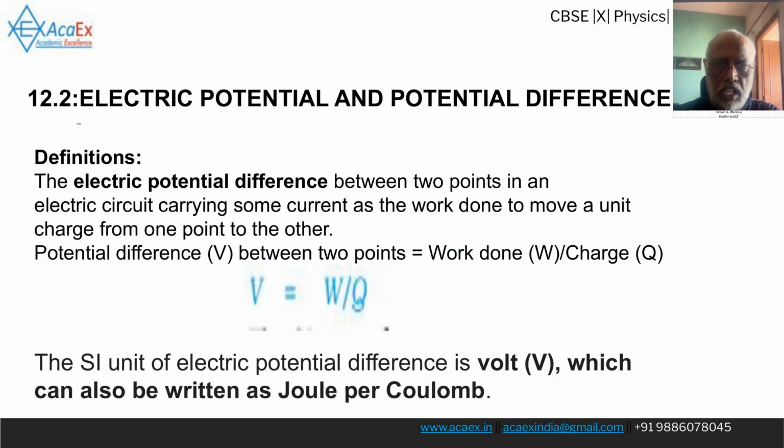Continuing with electric potential and potential difference. Electric potential difference. In an electric circuit, the potential difference between 2 points is the work done to move a unit charge from one point to the other. The formula for potential difference is V equals W divided by Q, where V is the potential difference, W is the work done, and Q is the charge. The SI unit for potential difference is also the volt, represented by V.